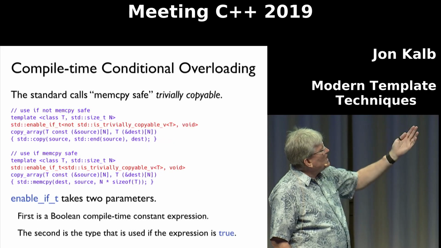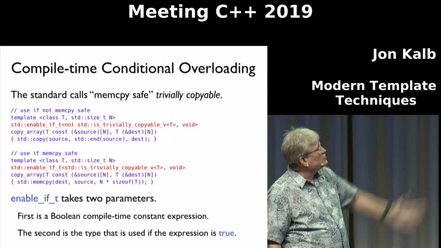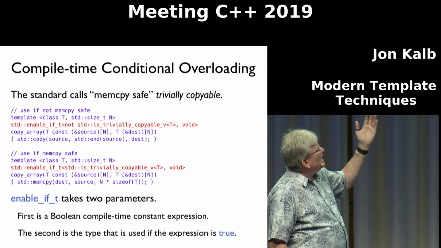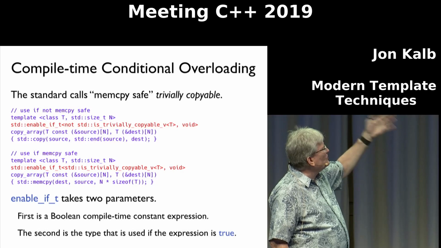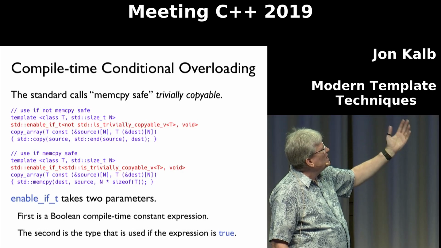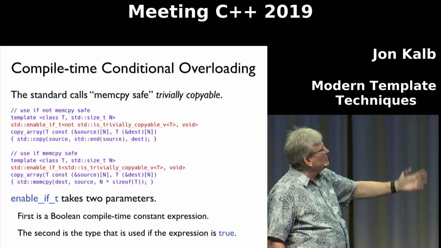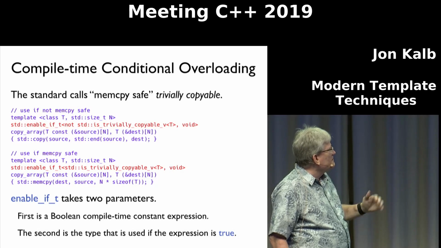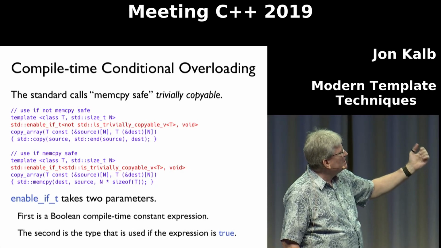So the memcopy safe is in the standard is trivially copyable. So what we're going to do here is we're going to say that copy array, both versions now, the return type is actually enable if either not trivially copyable or is trivially copyable, and void. So enable if t takes 2 parameters.